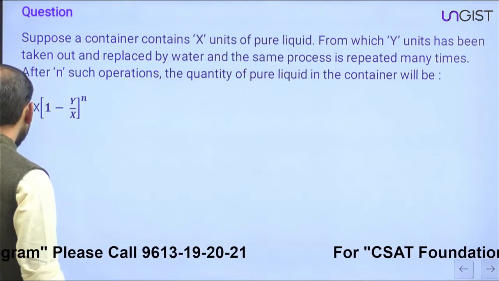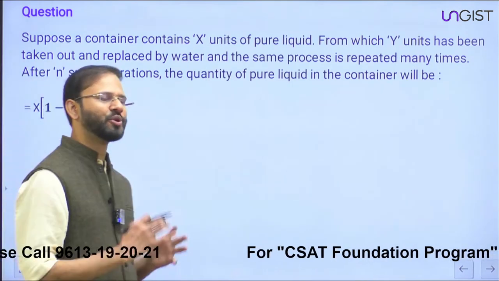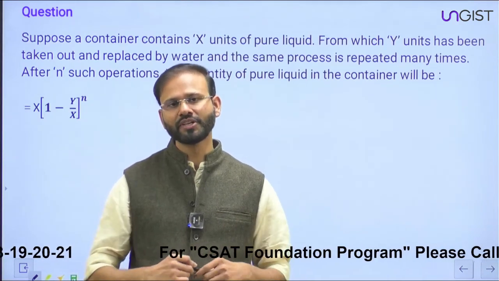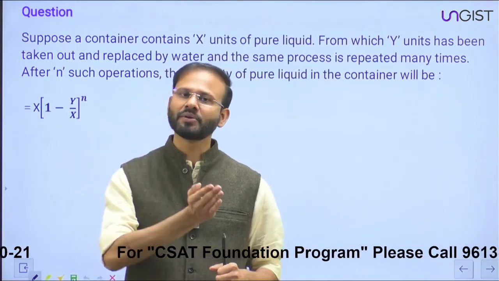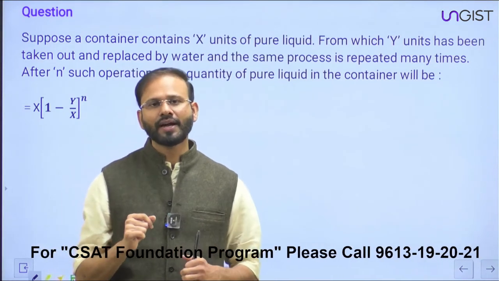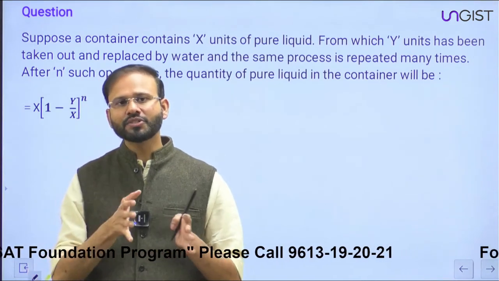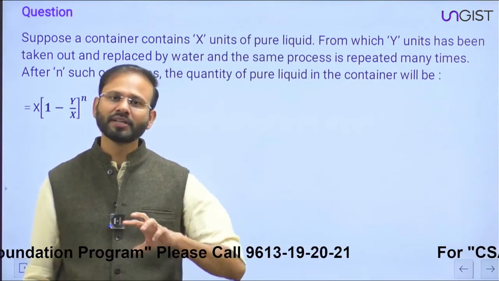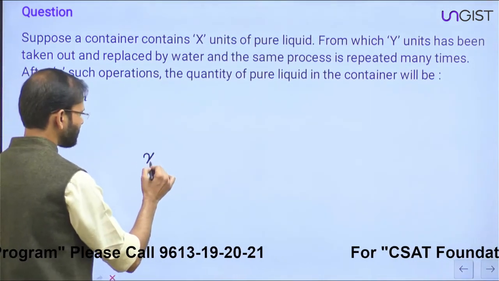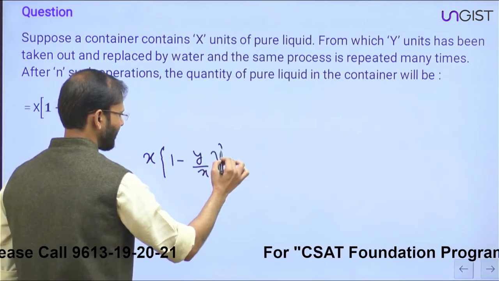Everyone, see, the concept says, suppose a container contains X units of pure liquid from which Y units have been taken out and replaced by water, right? And the same operation has been performed some more times. So after N such operations, the quantity of pure liquid in the container will be, right? So the formula says X into (1 minus Y by X) raised to the power N.